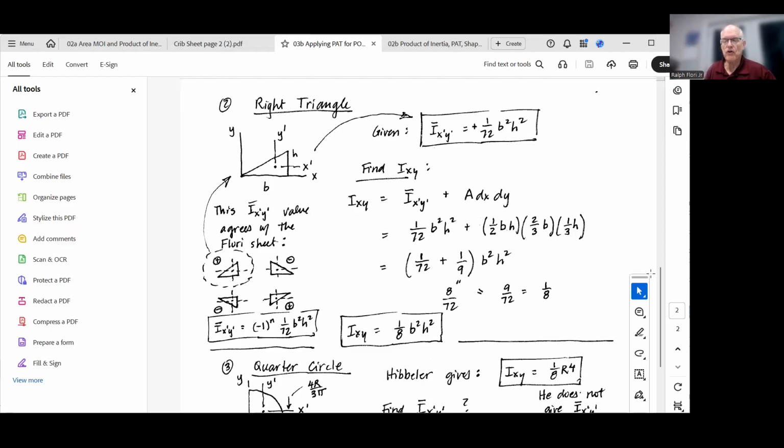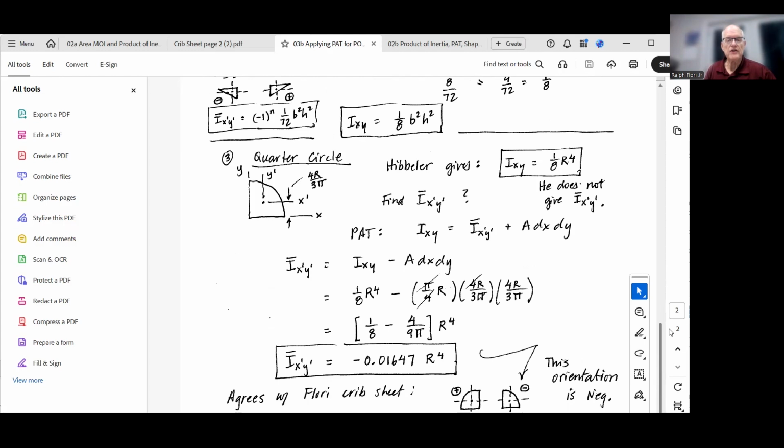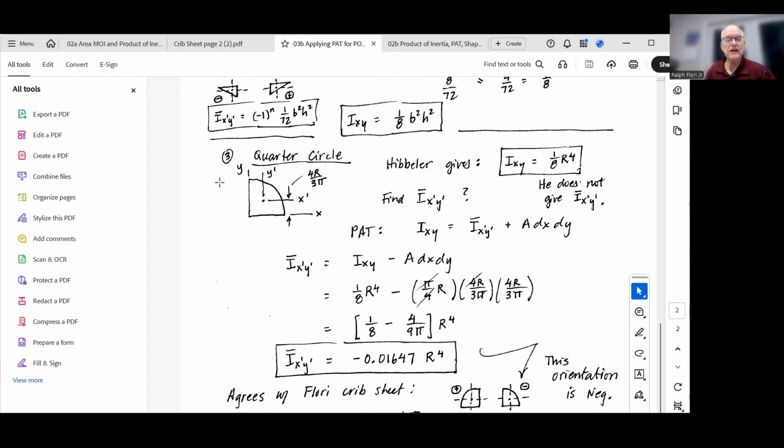Finally, let's look at the quarter circle. So the quarter circle, Hibbeler gives the IXY value, but he doesn't give the I bar. So let's use the parallel axis theorem to get the I bar. The parallel axis theorem says IXY is equal to I bar x prime y prime plus A dx dy. In other words, the I bar is equal to IXY minus A dx dy.